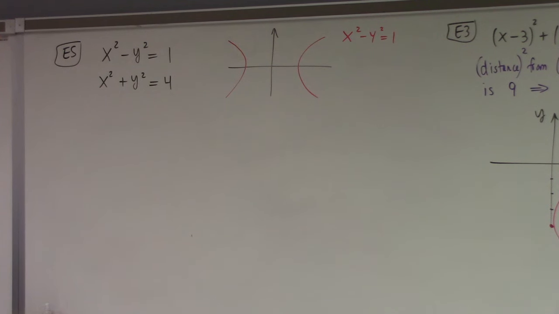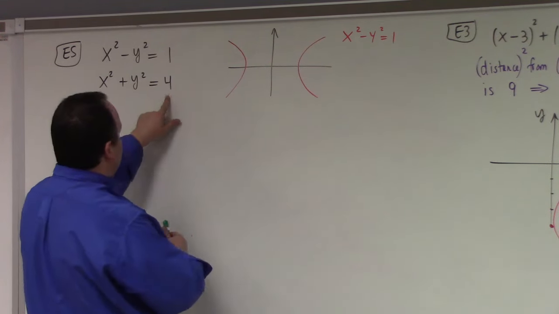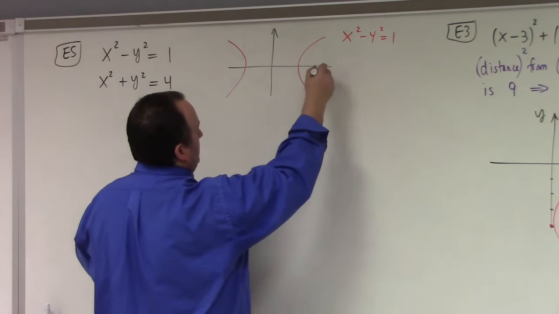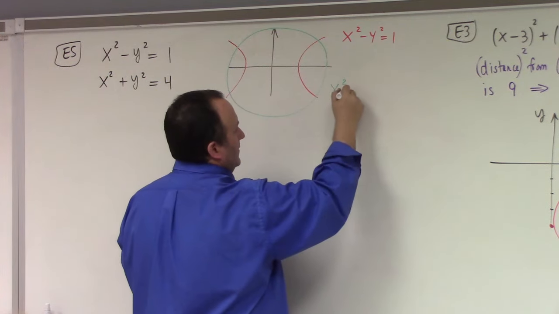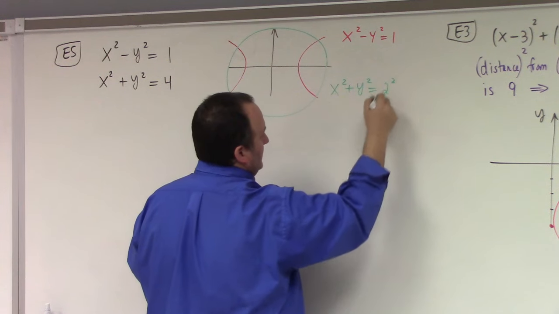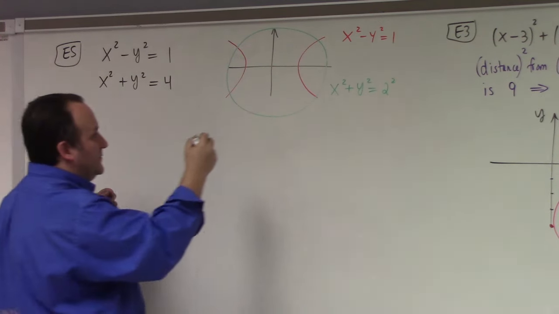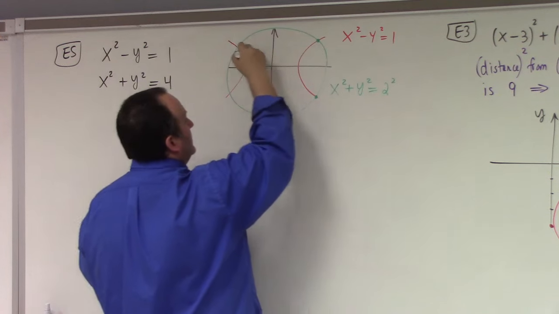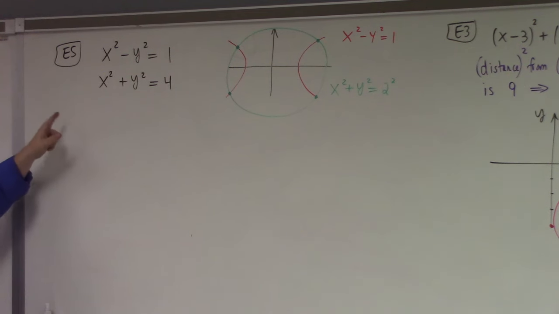x squared plus y squared equals 4. That is a circle. Where's the center of the circle? Yeah, at the origin, right? And its radius is 2. So that is something like that, roughly speaking. So this is x squared plus y squared equals 2 squared. Radius is 2. How many solutions should we expect to find? 4, right? Because there are 4 points where the curves intersect. Places where the curves intersect are places where both equations hold true. If there are no such places, there are no solutions. But we expect this system should have not 1, not 2, not 3, but 4 solutions.